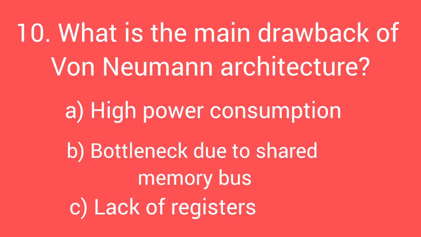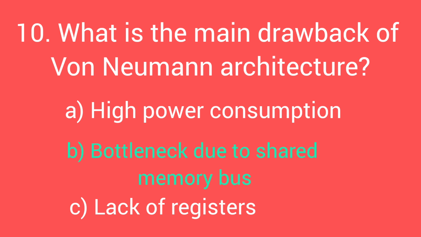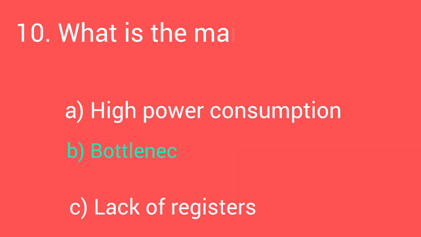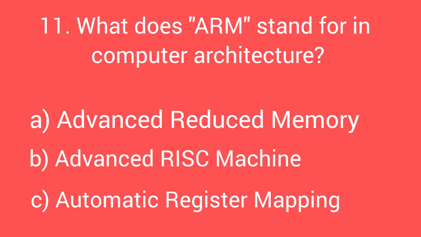What is the main drawback of von Neumann architecture? B. Bottleneck due to shared memory bus. 11. What does ARM stand for in computer architecture? A. Advanced reduced memory.